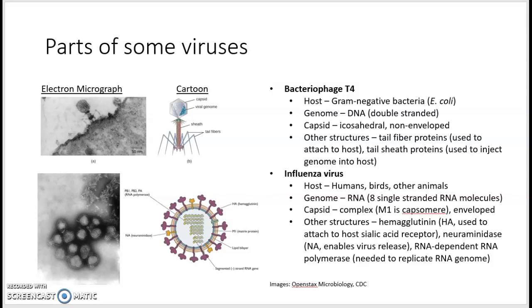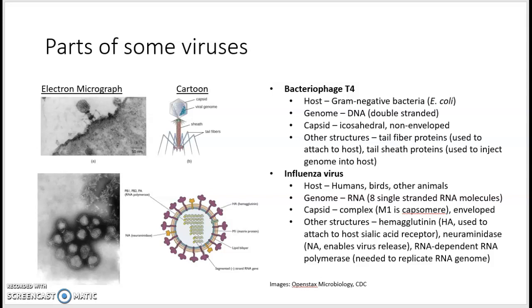It infects gram-negative bacteria, specifically E. coli. It does illustrate a number of important points in virology. It's got a genome made of DNA, double-stranded DNA. It's got a capsid that's icosahedral. It's made up of capsomere proteins that give it this regular geometric shape. It's non-enveloped, so there's no phospholipid bilayer membrane.